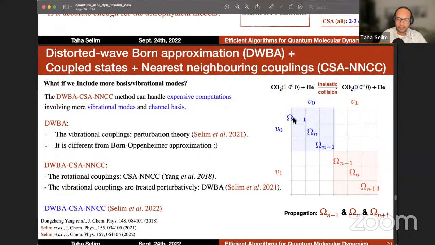So I have a 3 by 3 block matrix to propagate in V0. If we have the same rotational bases here, we have the same 3 by 3. Overall, we propagate 6 by 6 blocks. So it is still a bit more expensive than CSA, but it is cheaper than the exact results. And here we see what the distorted wave Born approximation is. It is an approximation in which the vibrational couplings are treated using perturbation theory.